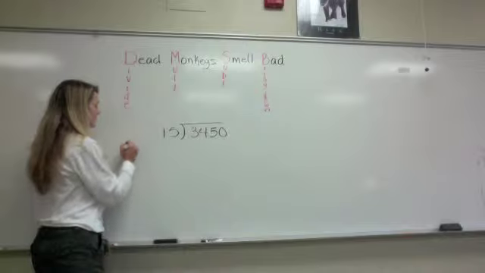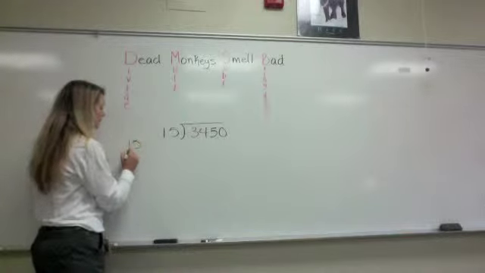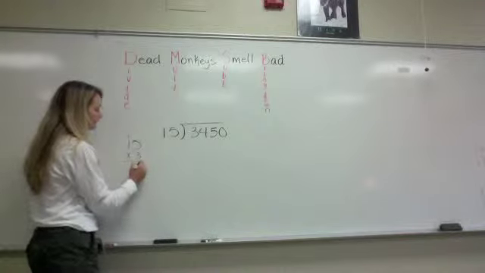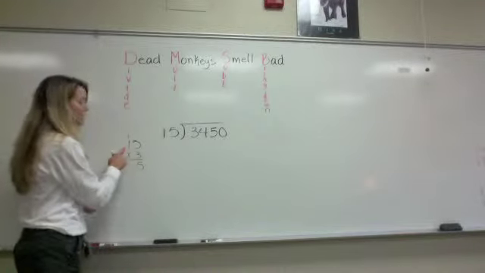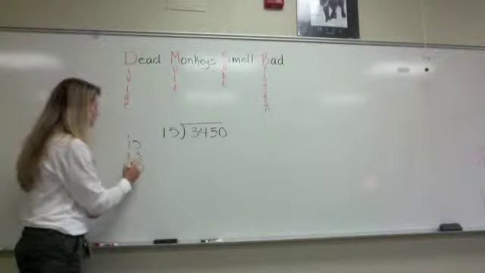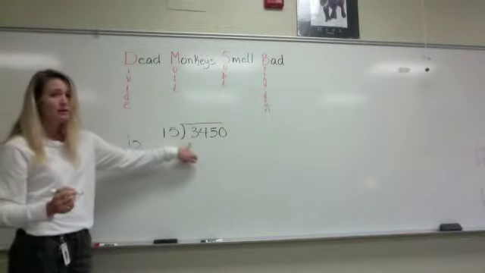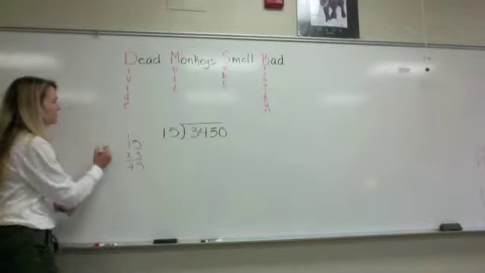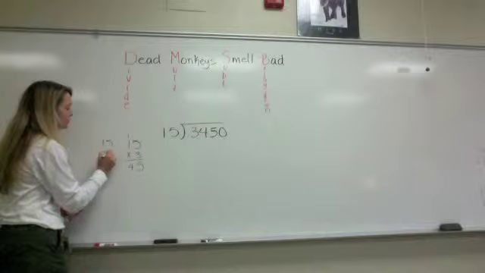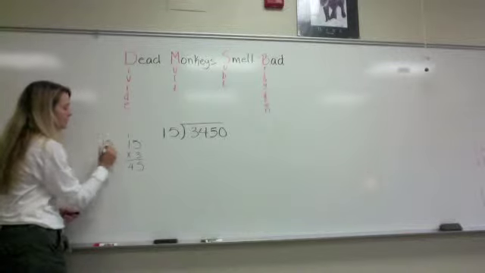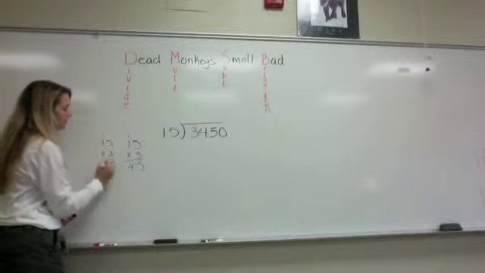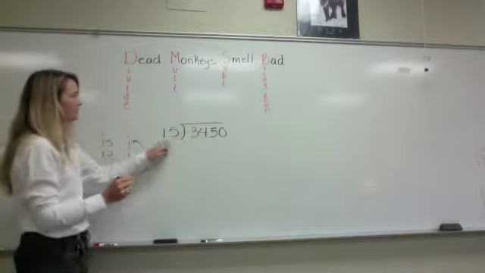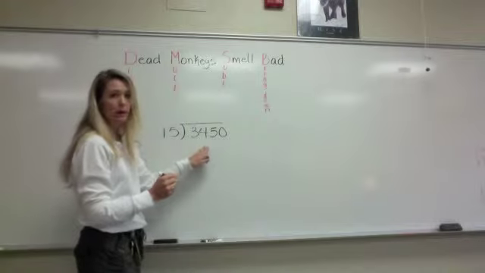So I'm going to say over here, 15 times 3. 3 times 5 is 15. Okay, 3 times 3 is 9, plus 1 is 10. That's 45. That's too big. So I need to go down a number. So let's do 15 times 2. 2 times 5 is 10. 2 times 1 is 2, plus 1 is 3. 30. Well, that'll work. So I'm going to say 15 goes into 34 twice.